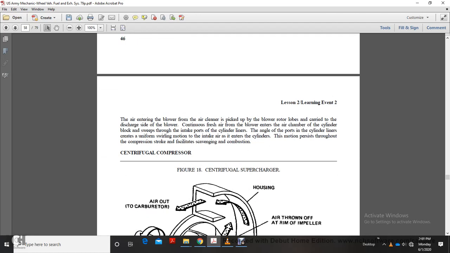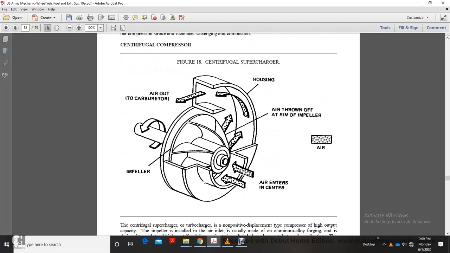Air enters the blower through the air cleaner, is picked up by the blower rotor lobes and carried to the discharge side of the blower. Continuous fresh air then enters the air chamber. The cylinder block air chamber sweeps over the intake ports of the cylinder liners. The angled ports of the cylinder liners create a uniform swirl motion as air enters the cylinders. The motion persists throughout the compression stroke, which facilitates scavenging and combustion.